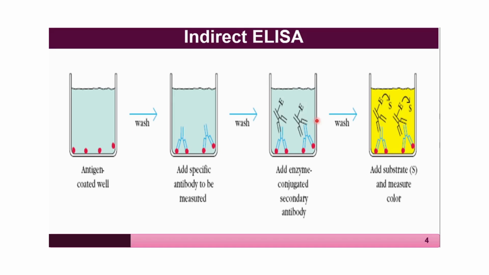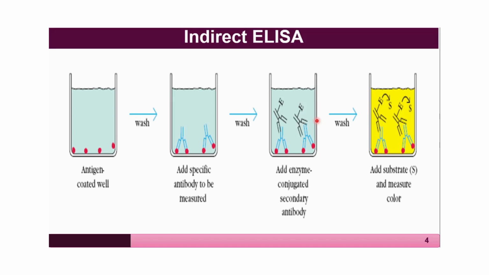sufficient wash is given. If the antibody is present in the patient's serum corresponding to that antigen, it will form a complex with the antigen, which is immobilized. The Fab site of the antibodies will bind to the antigen and will remain as a stable complex. Once again, give a wash and remove the excess of serum, and if there are excess antibodies, they are also washed off.